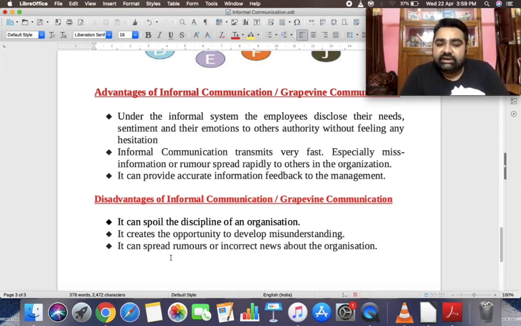Then the third point is that it can spread rumors or incorrect news about the organization. And as the name is enough, rumor, so a rumor is not authentic, so it can create incorrect news for the organization. So it will not only hamper the employees or the people working under it, or anyone, it will also disturb the image of the organization.